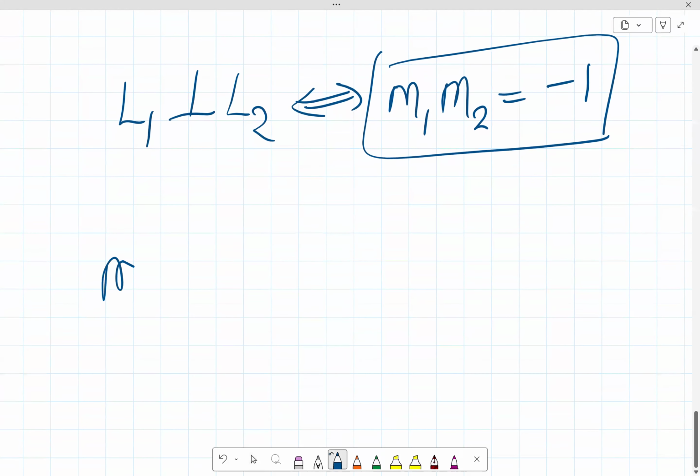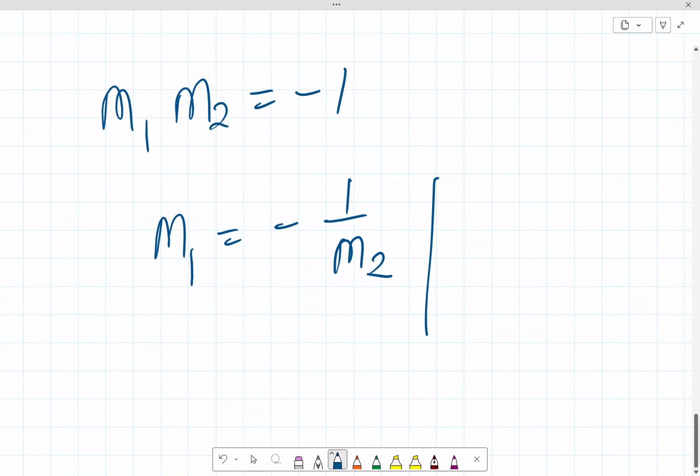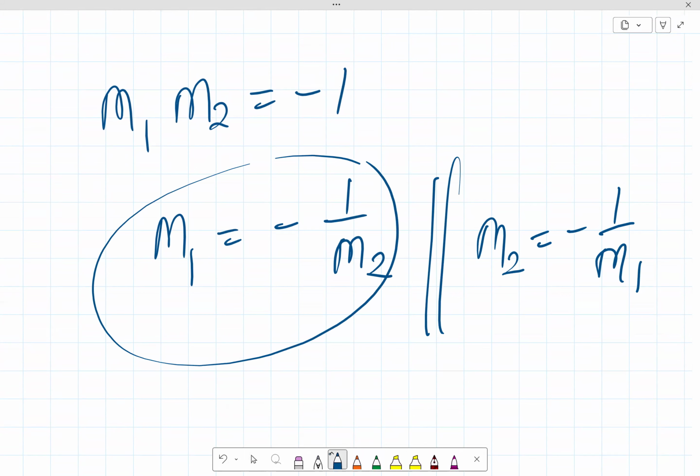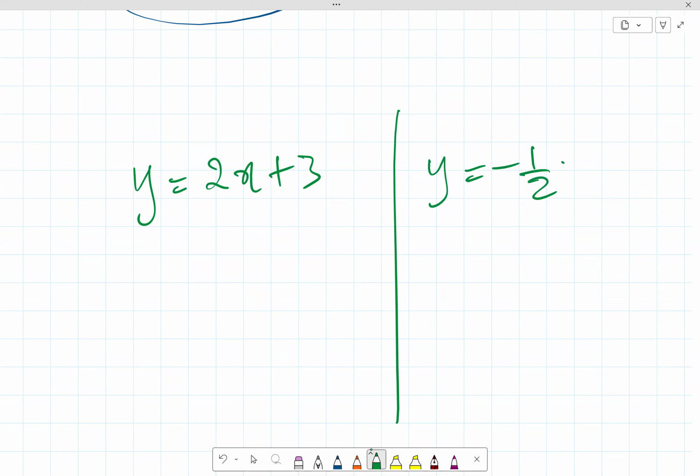What that means is that since M1 M2 is equal to -1, M1 would be -1 over M2, or M2 will be -1 over M1. So if you have the slope of one line, the slope of a line perpendicular to it has to be the negative of the inverse of the first one. Let's talk about that in some depth. Check if the lines y equals 2x plus 3 and y equals minus half x plus 5 are perpendicular. So what do we do?